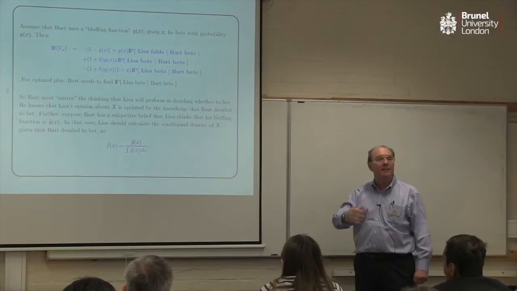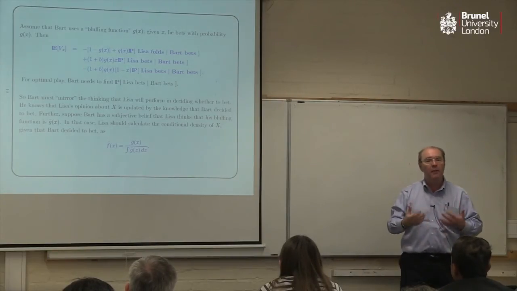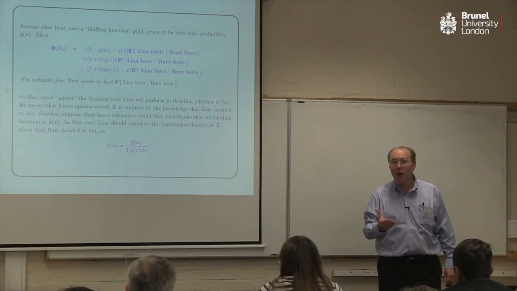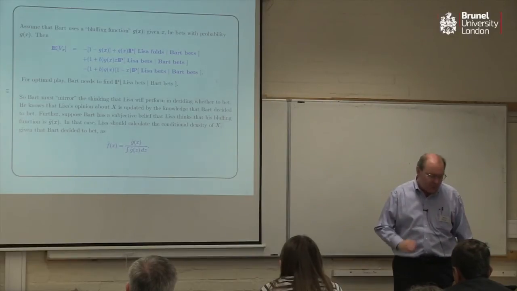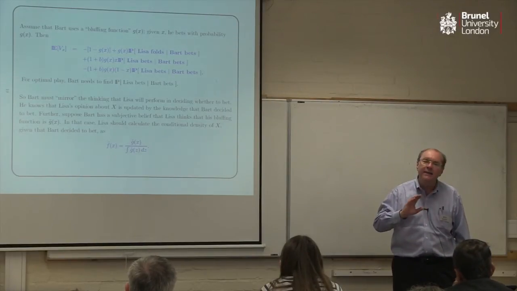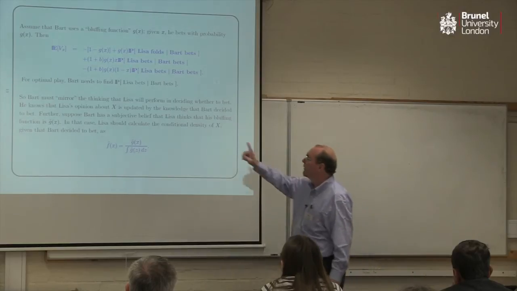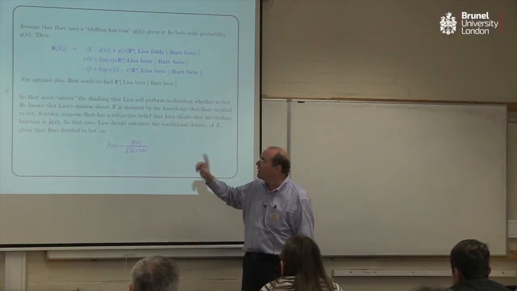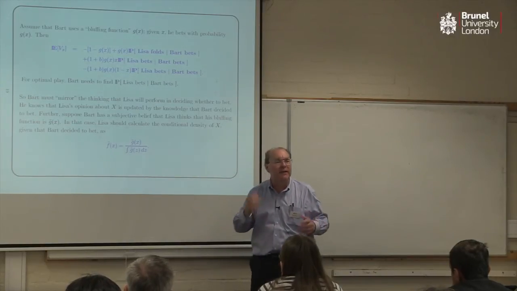Bart knows that Lisa's opinion about his X is going to be updated by the fact that he decided to bet. The fact that Bart bet B dollars is a signal that maybe his X is pretty large, or he could be bluffing. And so Bart has a subjective belief about what Lisa thinks is his bluffing function. We're going to call that G tilde of X. So Bart thinks that Lisa thinks that his bluffing function is G tilde of X. And there are many reasonable things that could happen that would give that result.